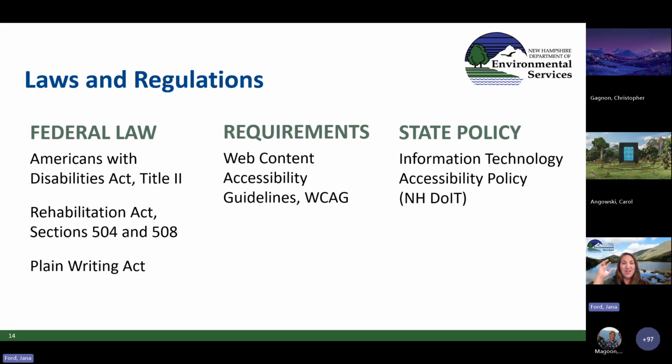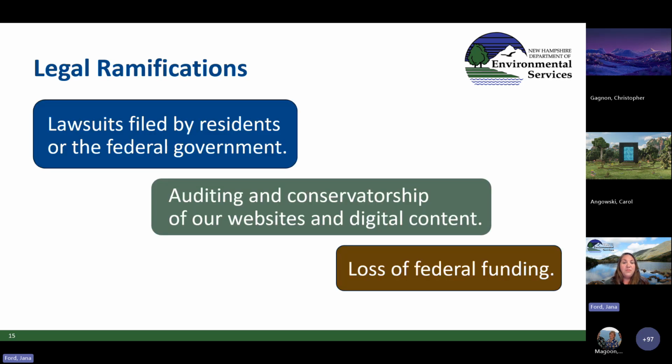So basically WCAG and ADA are the two acronyms that you're going to need to remember, and I'm going to talk about them a lot because all of our guidelines are WCAG. The legal ramifications of being non-compliant with these laws open us up to potential lawsuits and federal audit. People who cannot access our content due to these barriers can sue us, and it's not an abstract notion.